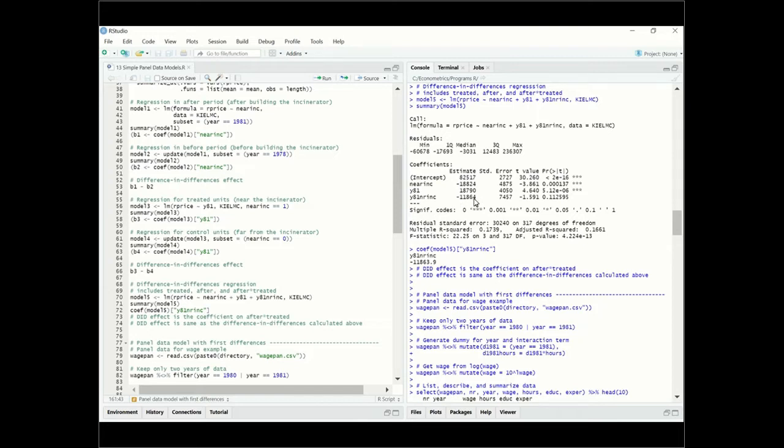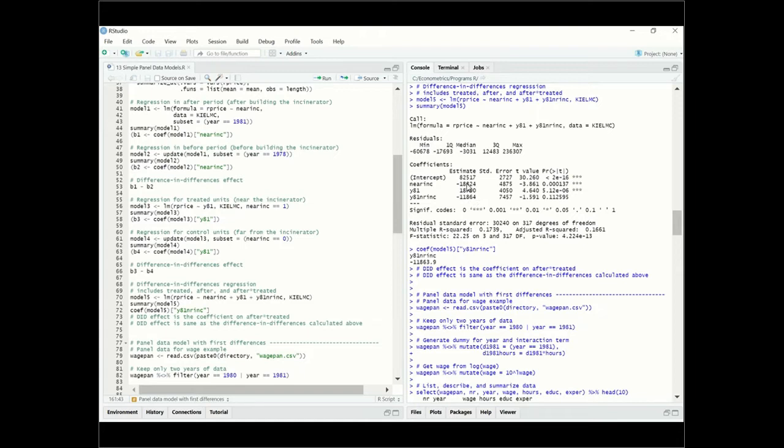The way to interpret this coefficient is that house prices that are near the incinerator in the second period are about $12,000 lower. Now, if we look actually at the p-value, this is not significantly different from zero, so that's also important to notice here. But the magnitude is minus $12,000. So in any difference in differences model, this is the most important coefficient.